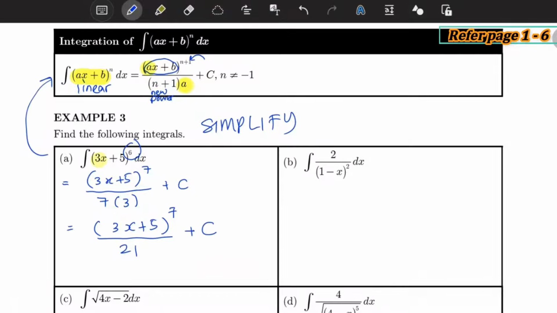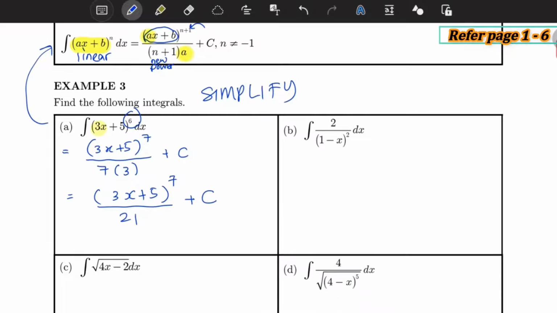Okay, part B. Integrate 2 over (1 minus x) power of 2, and we can write it as negative index 2. Okay, we take out 2 outside. 2 times (1 minus x) power of negative 2 dx. Okay, we make it a negative index. So equal to 2. Okay, copy the bracket.